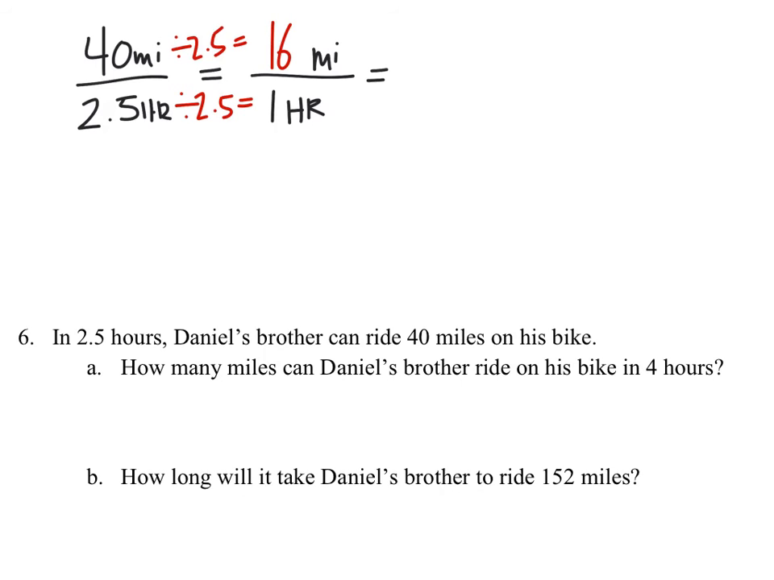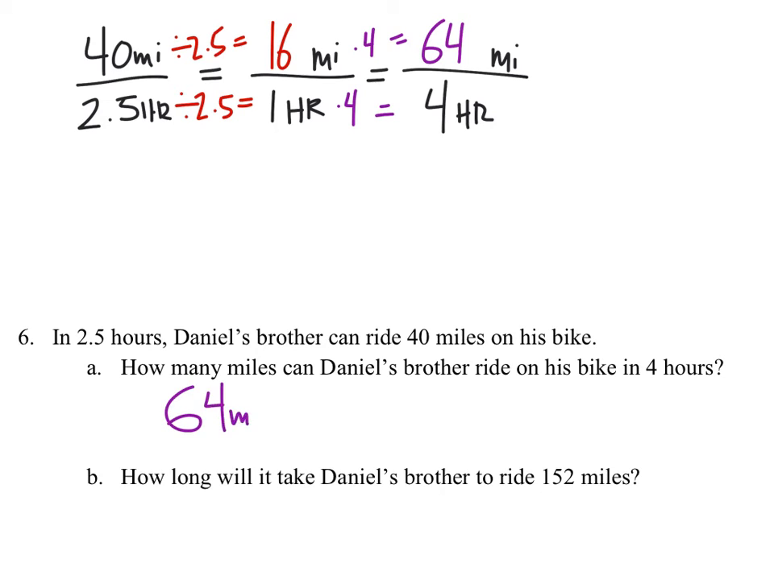What we really wanted to know was how far the brother can go in miles in 4 hours. Well, up in here, we would multiply this 1 hour by 4 to get 4 hours, and the 16 by 4 as well. And we find that Daniel's brother can ride 64 miles in 4 hours.